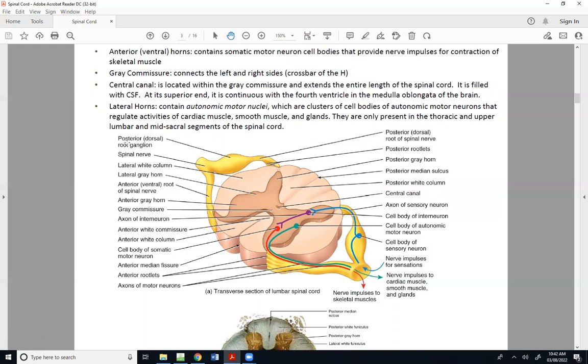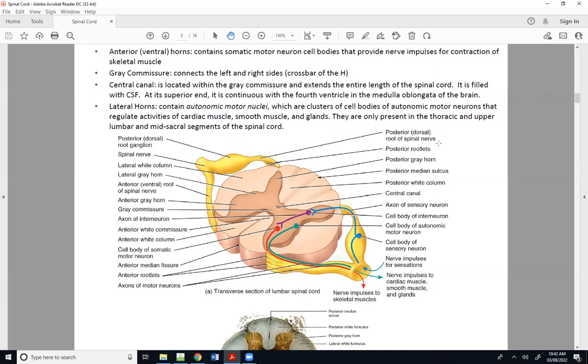On the top left, I'll start with, highlight the following: posterior or dorsal root ganglion, spinal nerve, lateral white column, lateral gray horn, anterior or ventral root of spinal nerve, anterior gray horn, gray commissure. You can skip down to anterior white column, anterior median fissure. We'll call it good there on that side.